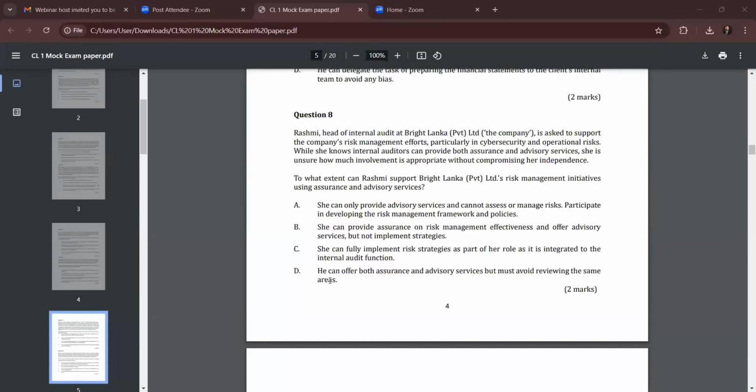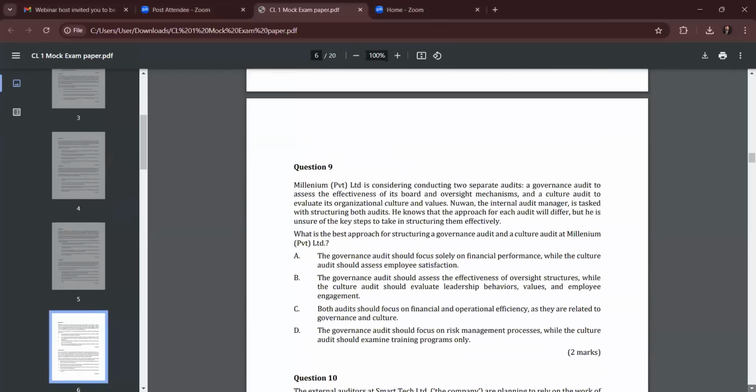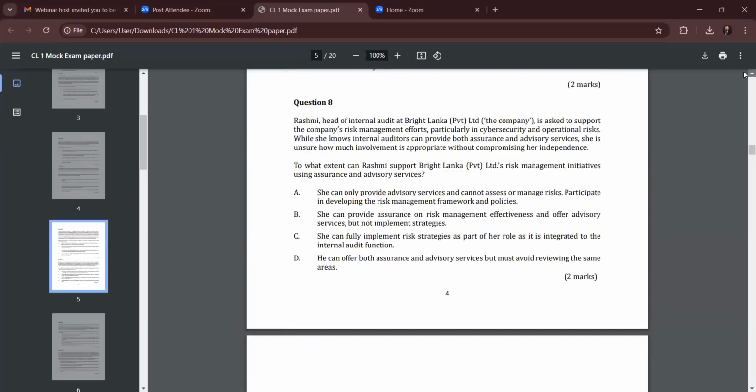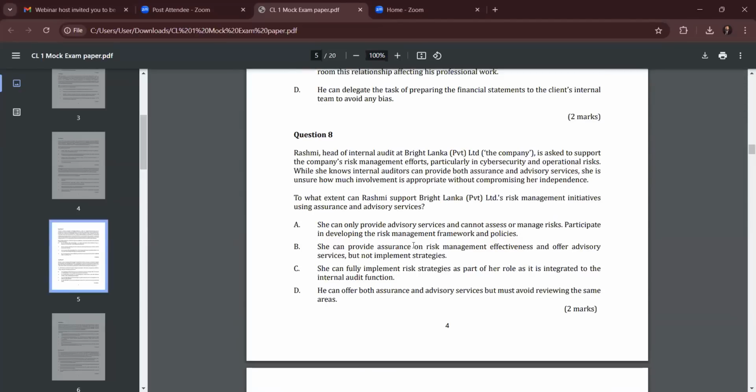Right. Everyone go to question number 9. See, Millennium Private Limited. So answer to question 8 is B. She can provide assurance on risk management effectiveness, and offer advisory services, but should not implement strategies. Strategy implement කරන්න බෑ.